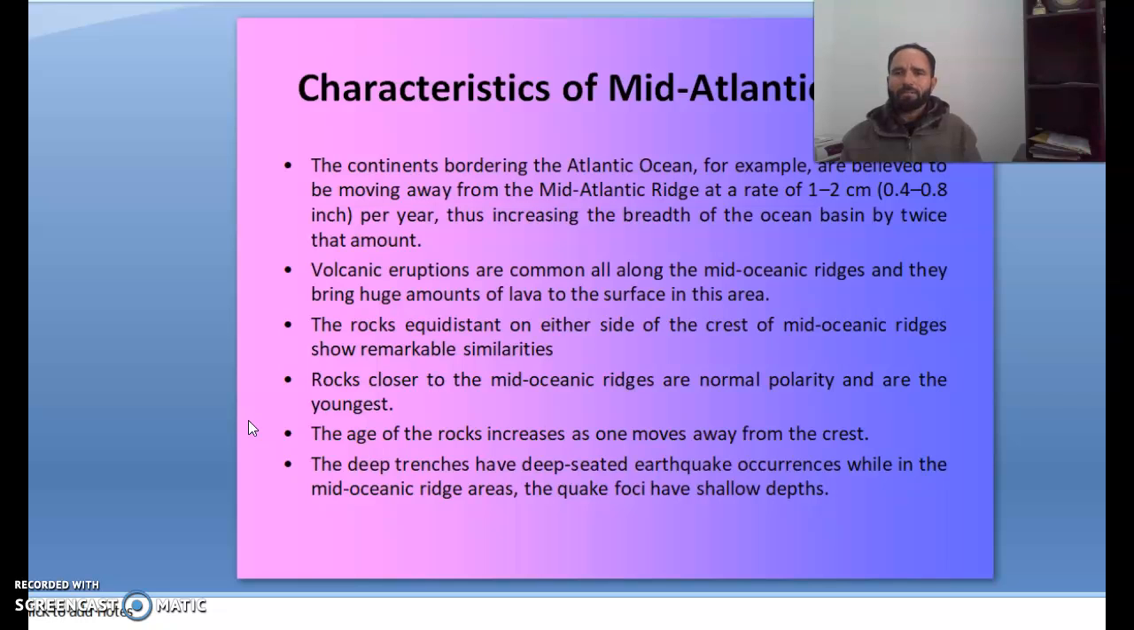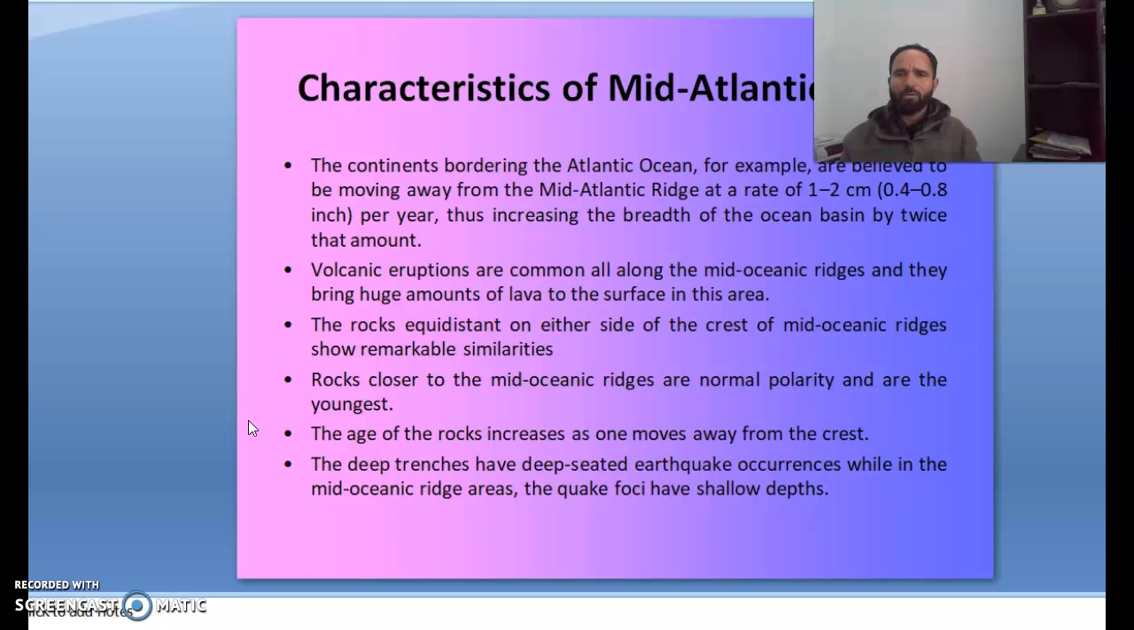Now what are the characteristics of the mid-oceanic ridge? The continents bordering the Atlantic Ocean, for example, are believed to move away from the mid-oceanic ridge at the rate of 1 to 2 centimeters, that is 0.4 to 0.8 inches per year, thus increasing the breadth of the ocean basin by twice that amount.